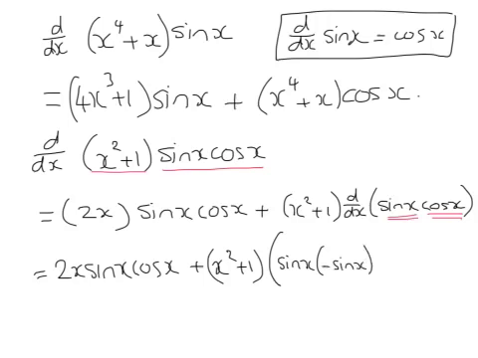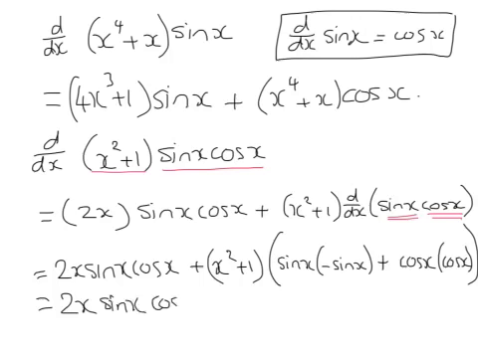Again, go to that video if you don't know that, but it doesn't matter. Basically, the derivative of cos x is minus sine x. Then plus, and then the cos x can wait while I differentiate the sine x, which gives me cos x. And so tidying it up a little bit, sine x cos x plus x squared plus 1. I'll write it this way round. Cos squared x minus sine squared x.